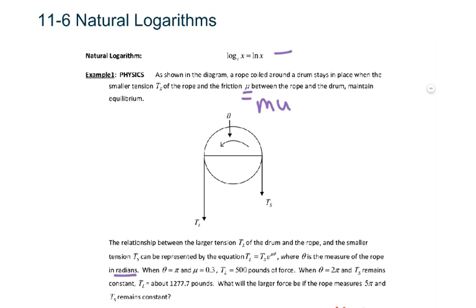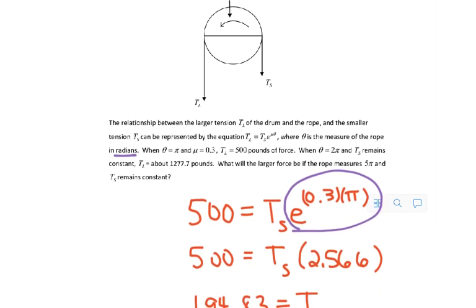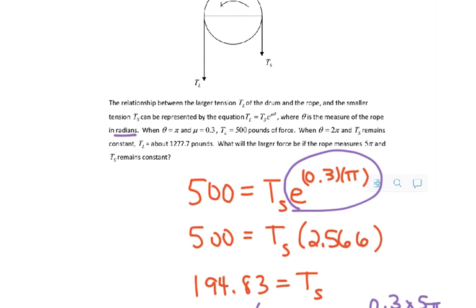So what I'm going to do is start with the initial information they gave me, which was that the larger tension was 500 pounds of force, theta was pi, and mu was 0.3. I'm going to solve this equation for the smaller tension. So the first thing I do is this in my calculator, and it's going to give me approximately 2.566. And then I'm going to divide that into 500 to find out that the smaller tension is about 194.83.